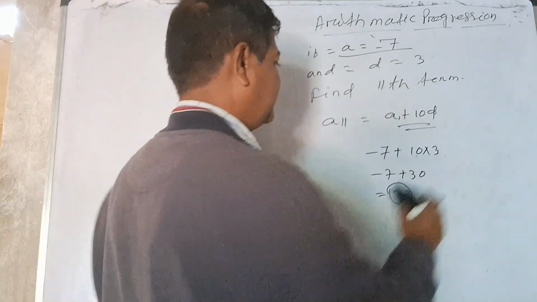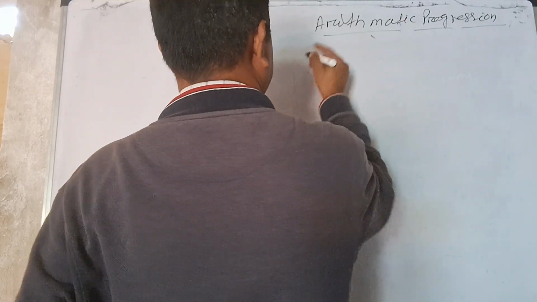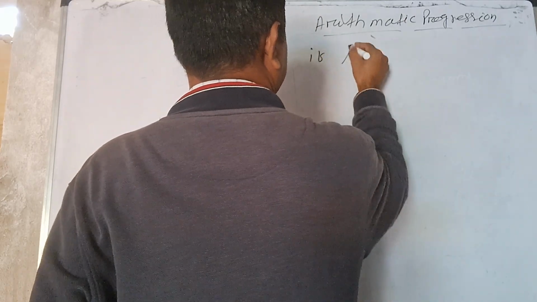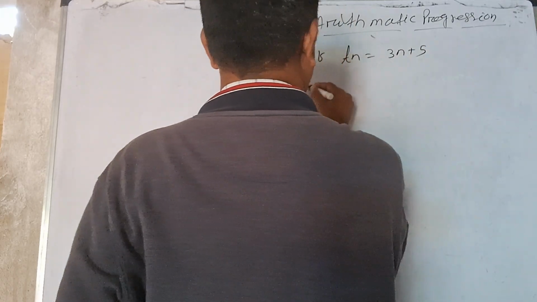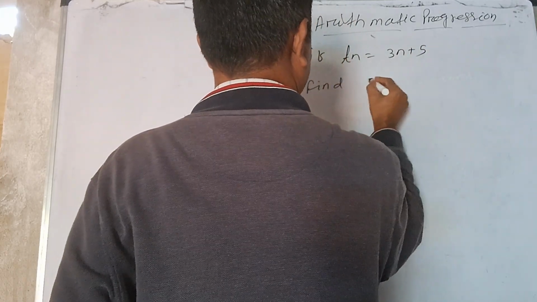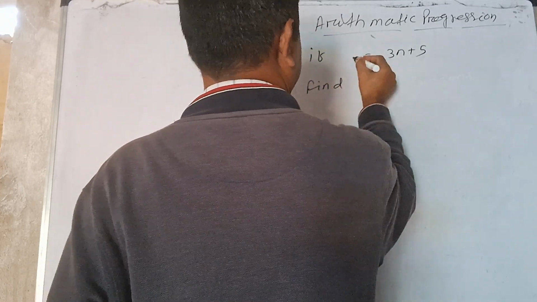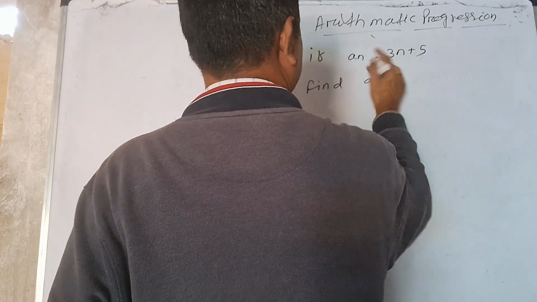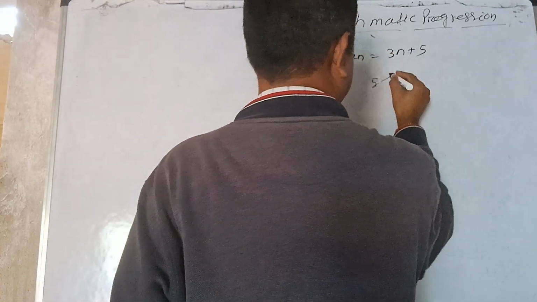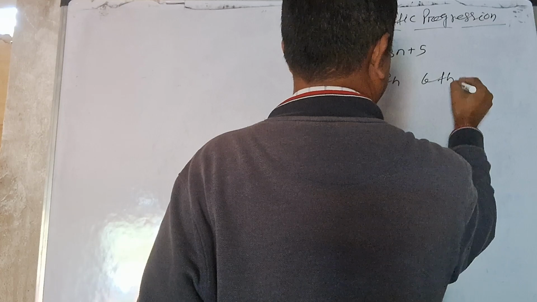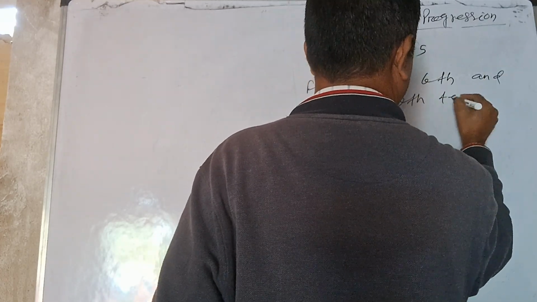Another question, a mathematical problem. If Tn equal to 3n plus 5, or an is an equal to 3n plus 5, find the 5th, 6th and 10th term.